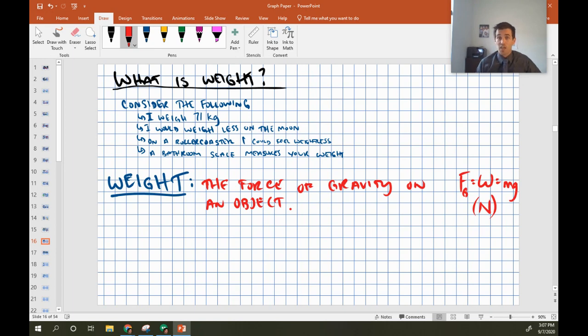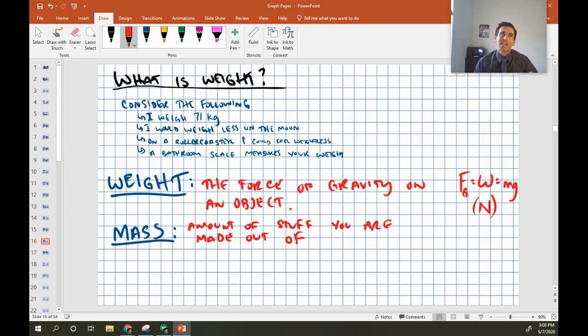Which means that if you've heard somebody say, or people talk about they weigh 71 kilograms or whatever, that's an incorrect statement because that's not actually talking about weight. What that's talking about is somebody's mass. And mass is the amount of stuff. It's the amount of stuff you're made of. It's how many atoms, how many protons, neutrons, electrons, and the sum of those things together that you're made of.